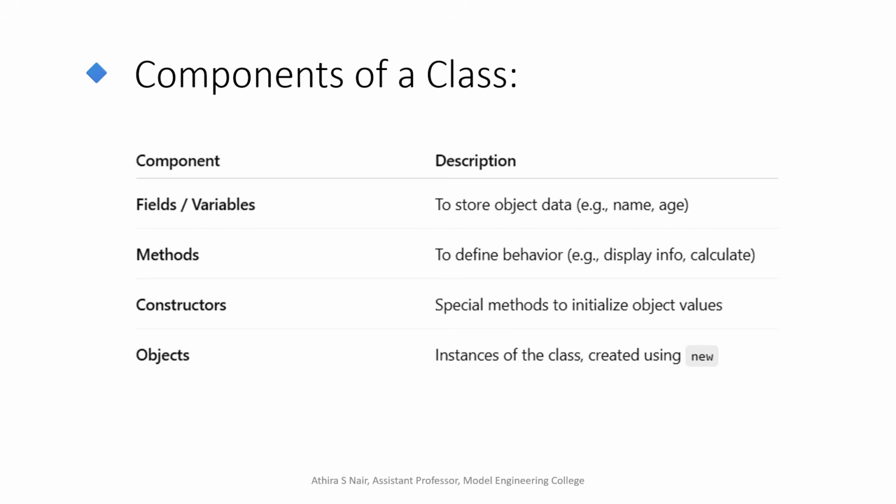Components of a class. So every Java class mainly consists of the following components. First is fields or variables. These are used to store the object data like name, age, and second is methods. Methods are used to define the behavior, that is display data or calculate salary. And constructors are special methods to initialize object values. And objects are the instances of the class, and objects are created using new operator.